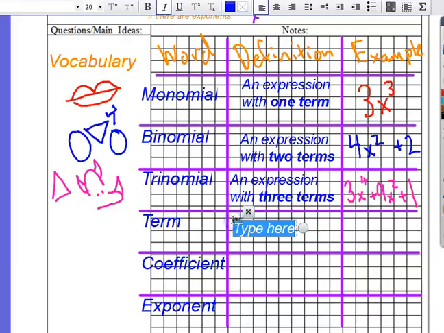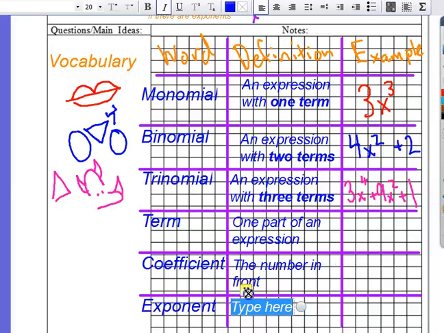Okay, a term is one part of an expression. And I'll do an example of that in a second. So the coefficient is the number in front, and an exponent is the little number on top. Now that is not a formal definition, but I'm not aiming for that at the moment.